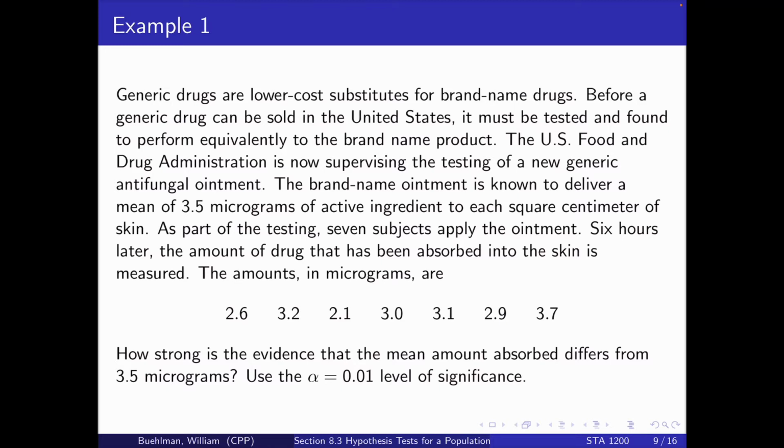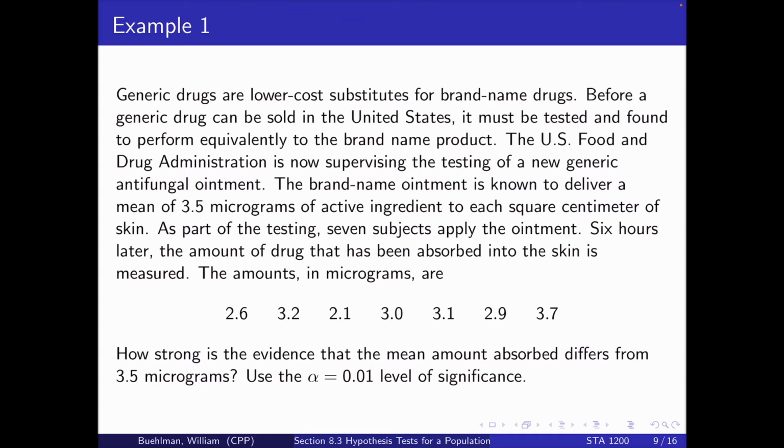Let's do an example. Example 1. Generic drugs are low-cost substitutes for brand name drugs. Before a generic drug can be sold in the United States, it must be tested and found to perform equivalently to the brand name product. The U.S. Food and Drug Administration is now supervising the testing of a new generic antifungal ointment. The brand name ointment is known to deliver a mean of 3.5 micrograms of the active ingredient to each square centimeter of skin. As part of the testing, 7 subjects apply the ointment.